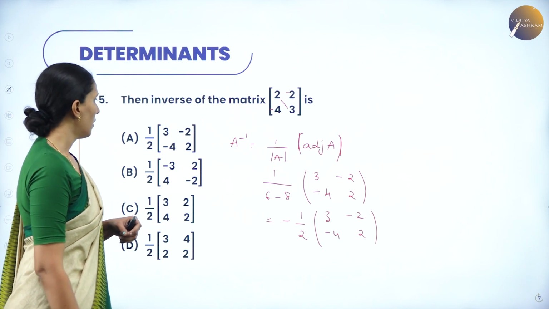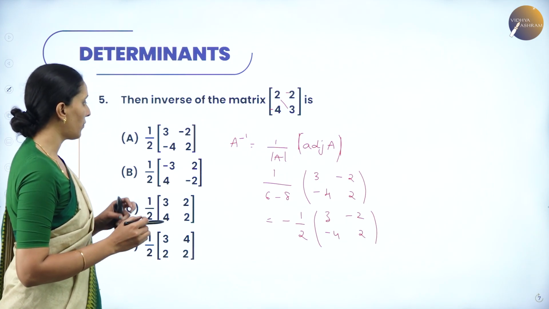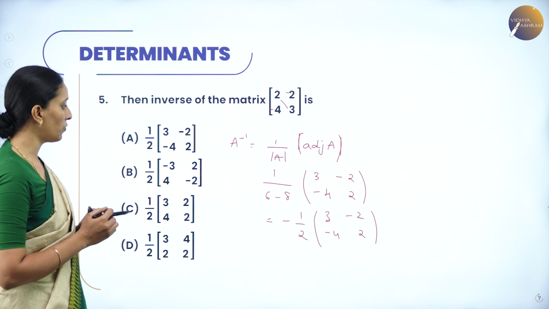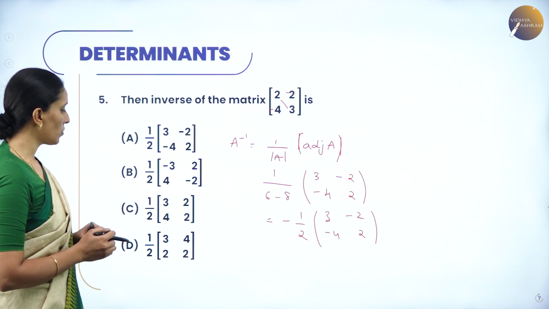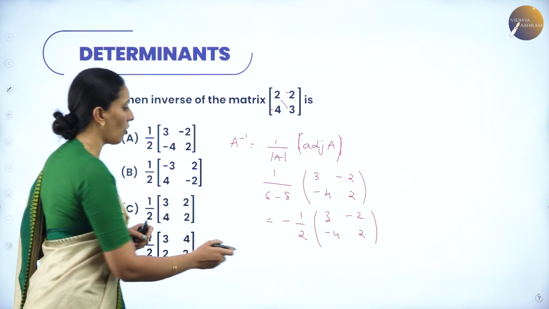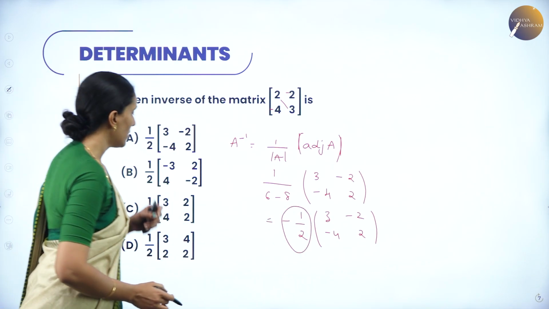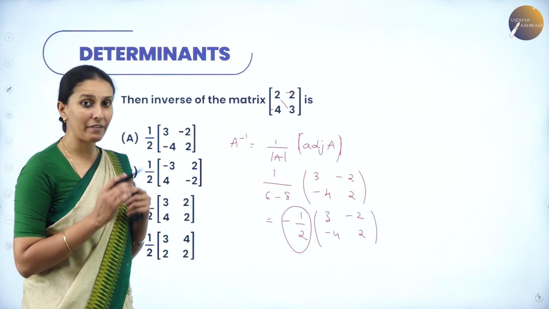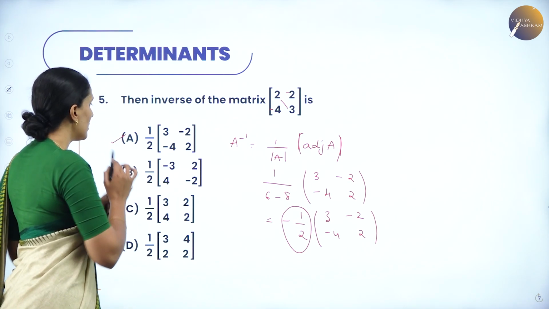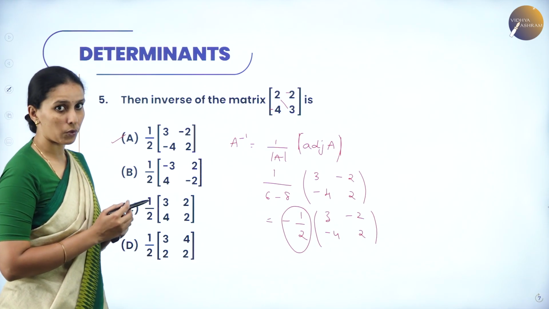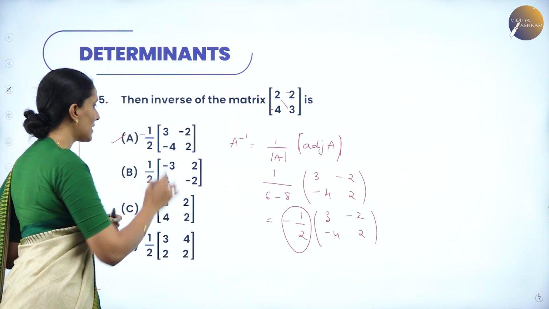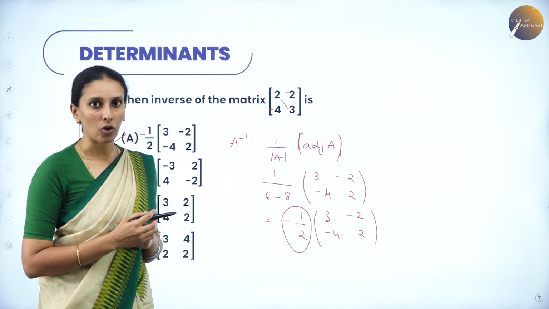So here we have minus 1 by 2 times the matrix 3, minus 2, minus 4, 2. So the correct option includes minus half. None of the options here has the sign, but this is almost relatable: 1 by 2, 3, minus 2, minus 4, 2. So we are missing the negative sign here. So that is the correct option.